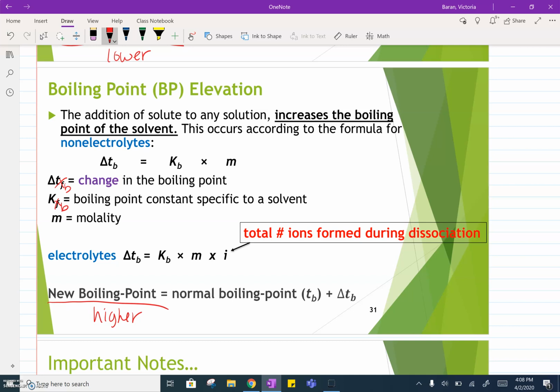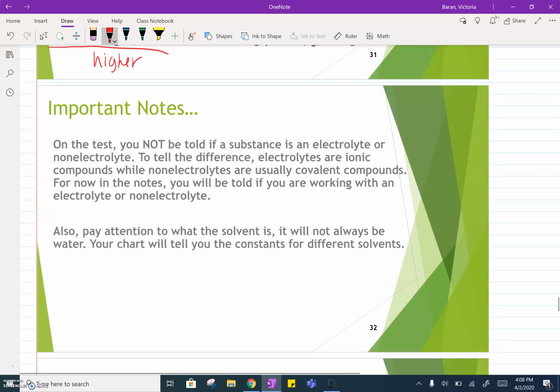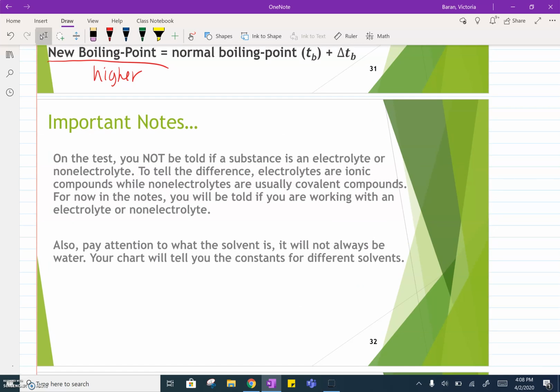So now let's go over some examples. One thing I will note is that in the examples I tell you if it's an electrolyte or not. But on a test, I won't tell you if it's an electrolyte or not. Again, pretty much the difference is an electrolyte is an ionic compound, while a non-electrolyte will be some really big carbon-based molecule like glucose, okay? And then also, the solvent won't always be water, but for a majority of these examples and what you'll see on the test, it will be water.